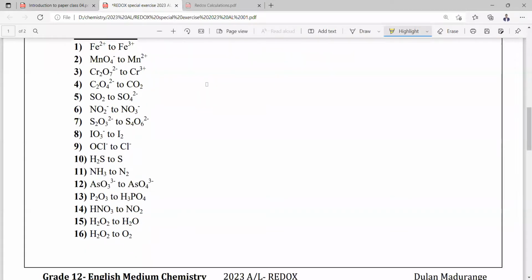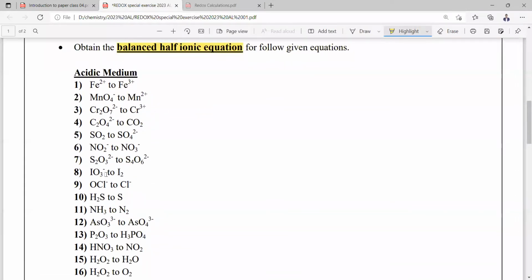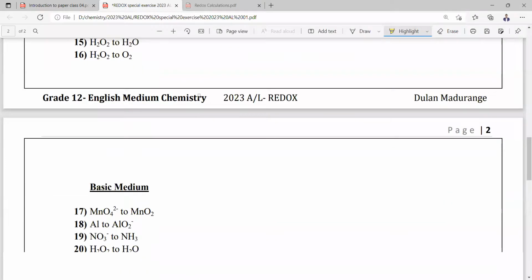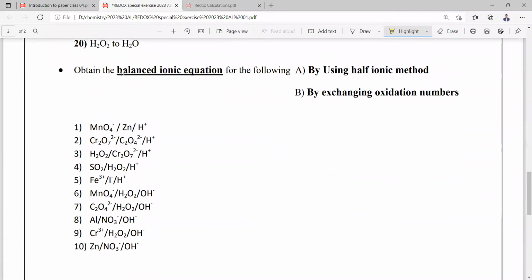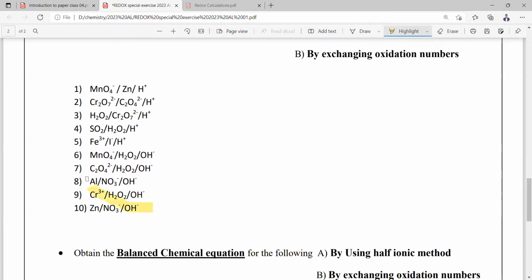So then acidic medium, here you have 16. Right? I have given the species. Balance half equation. Can we then correct? Then this is basic medium. Right? Next week we will discuss how to obtain the balance ionic equation, by matching these together.